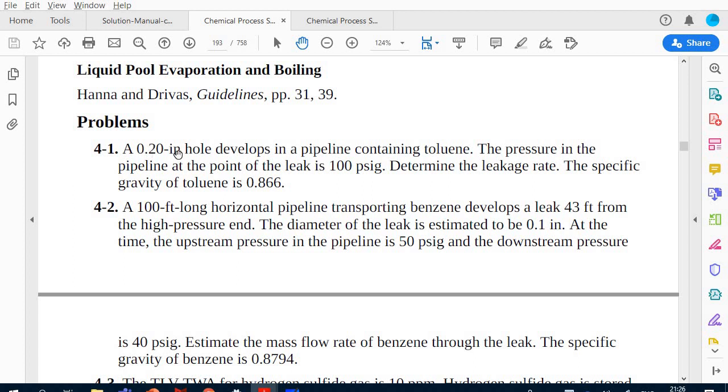It says 0.2 inch. So I have a 0.2 inch hole that develops in a pipeline containing toluene, so it's a liquid in a pipeline. The pressure in the pipeline at the point of the leak is 100 psig, pounds per inch square gauge. Determine the leakage rate, QM. The specific gravity of toluene is 0.866, so I can get the density out of that.